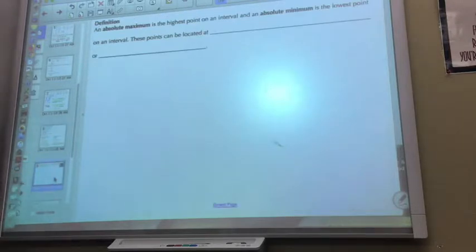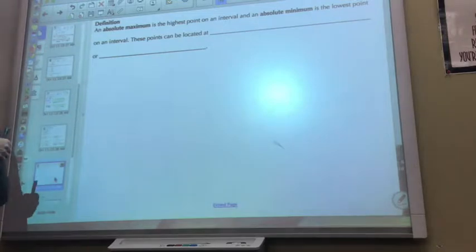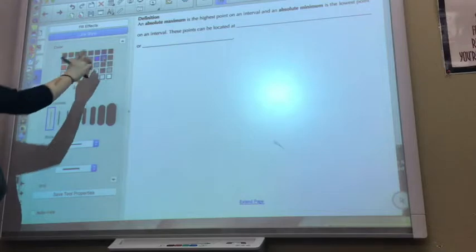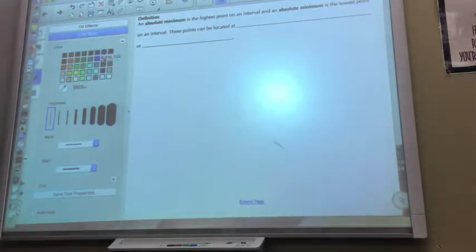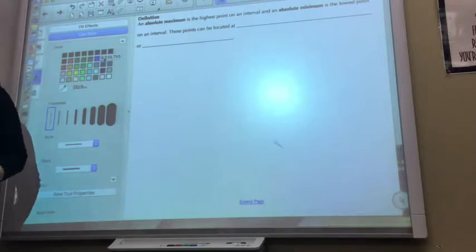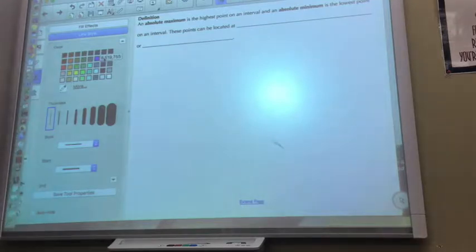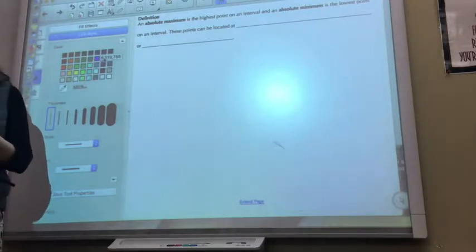Okay. An absolute maximum is the highest point on an interval, and an absolute minimum is the lowest point on an interval. These points can be located at, what did we see? There are two types of points that these can be located at. Where did we find our absolute maximum and our absolute minimum? The highest and the lowest points. Yes, but I'm not doing a good job of answering this, or trying to get you to answer it.